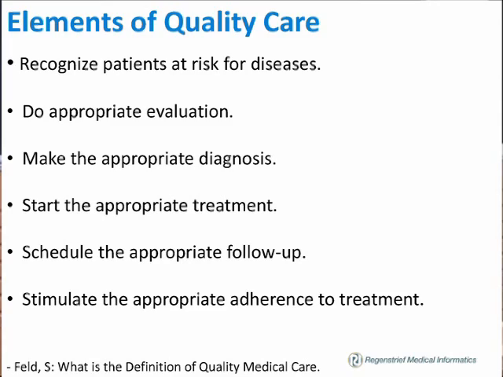Now, if you look at the elements for quality of care, okay, it's pretty simple. Recognize which patients are at risk for particular diseases, give them the appropriate evaluation, provide them with the appropriate diagnosis and treatment, make sure they get the appropriate follow-up, and make sure that they adhere to the care that they should be getting, okay? So again, just definition here. That's quality of care, okay?